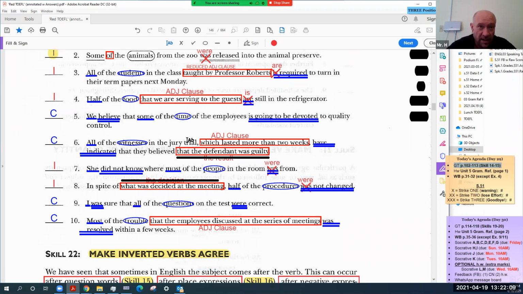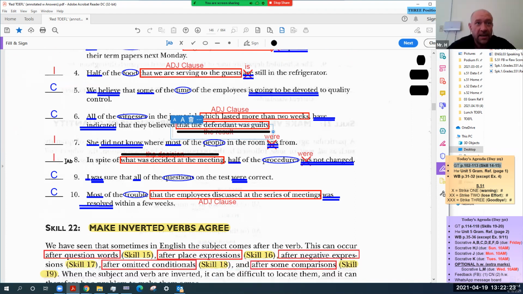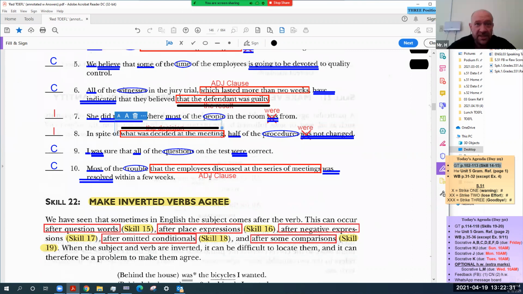Right. In number 6, this replaces a noun. Okay, it replaces a noun, so it's a noun clause. In number 8, this replaces a noun, so it's a noun clause. And number 10, this describes a noun, so it's an adjective clause.